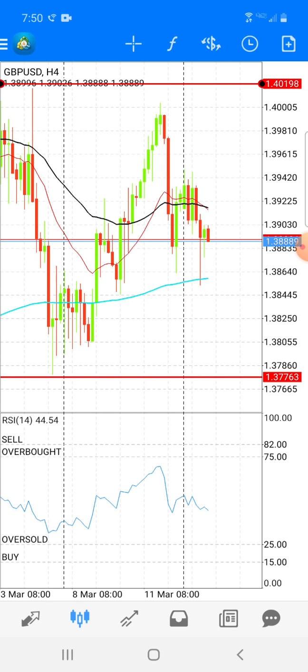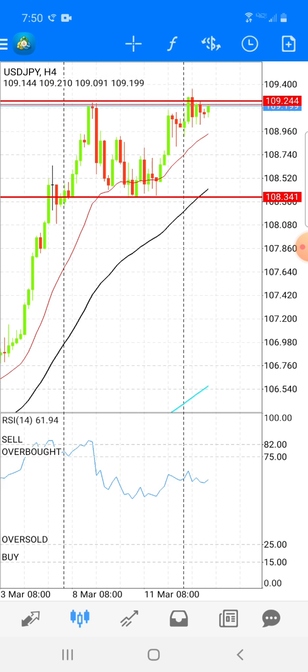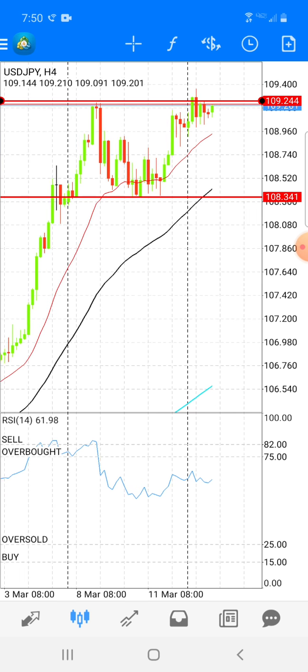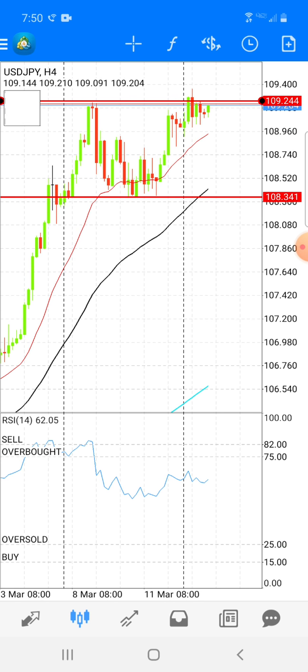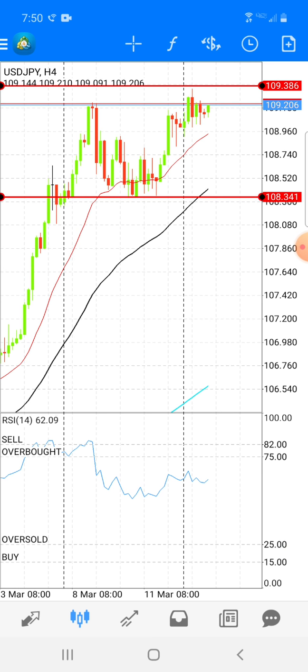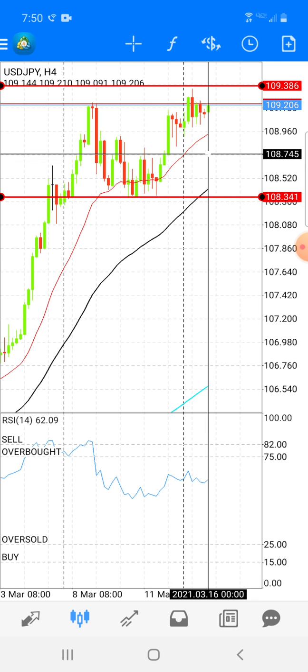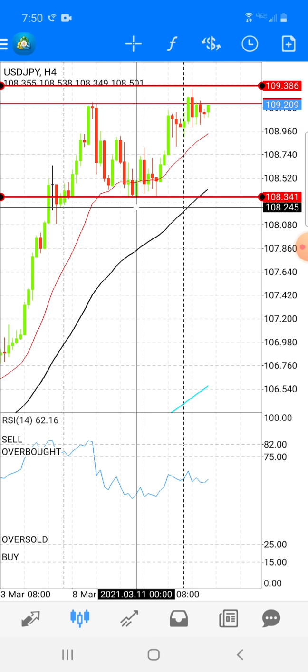Let's go, where is it at? Let's do USD/JPY. So yesterday in our little Zoom call, we was talking about USD/JPY. It's going to potentially go up and continue its upward trend.